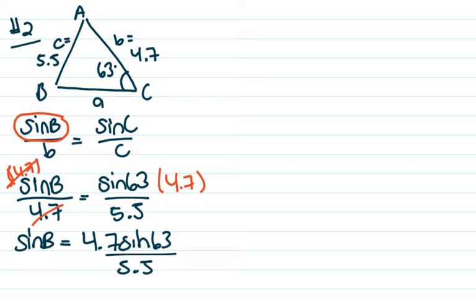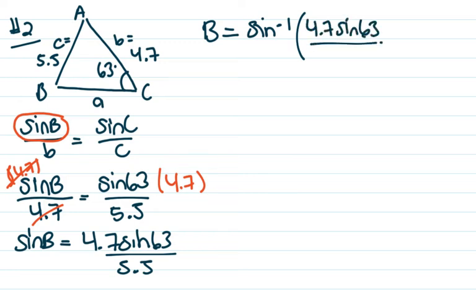Now we have sine B. We're missing the angle, so we need to use the inverse of sine. So B equals sine inverse bracket 4.7 sine 63 divided by 5.5. Type all of that into your calculator using those brackets, and you will get 50 degrees. So now we know angle B is 50 degrees.